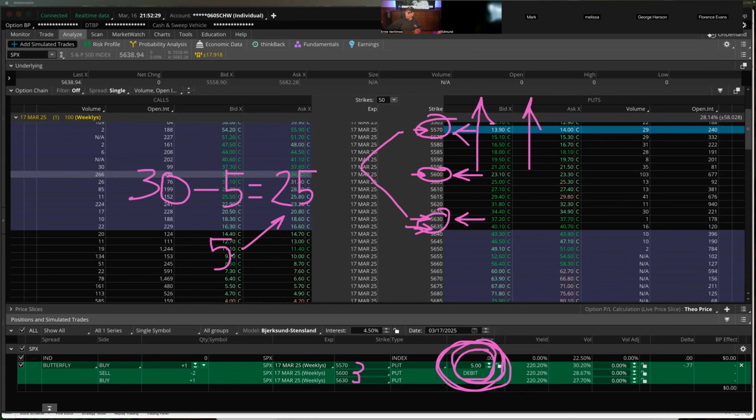That's not good enough for me. I want it to be $3 to make $27. How do you do that? Because 30 minus 3 is 27, right? That's what I want. I want that ratio.